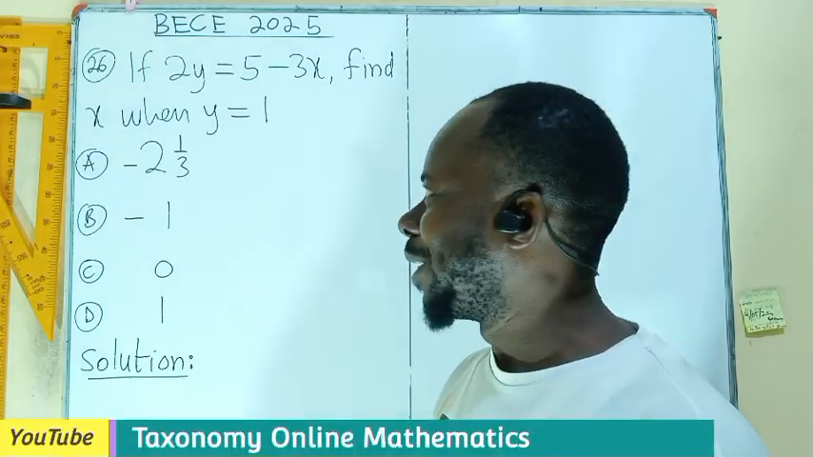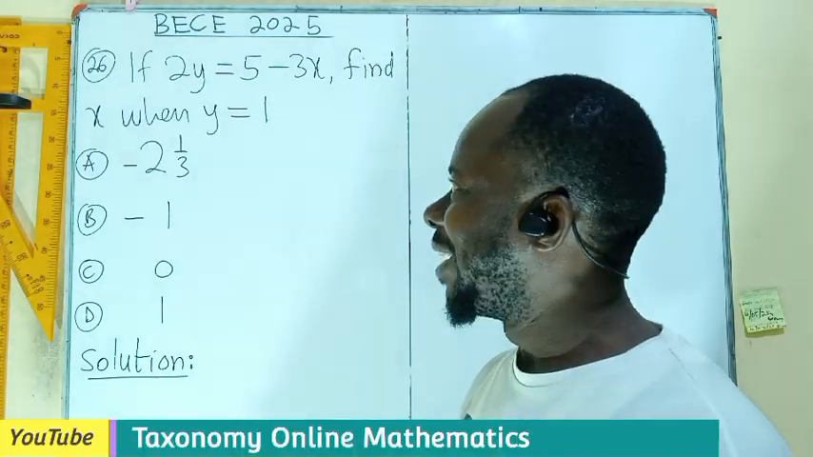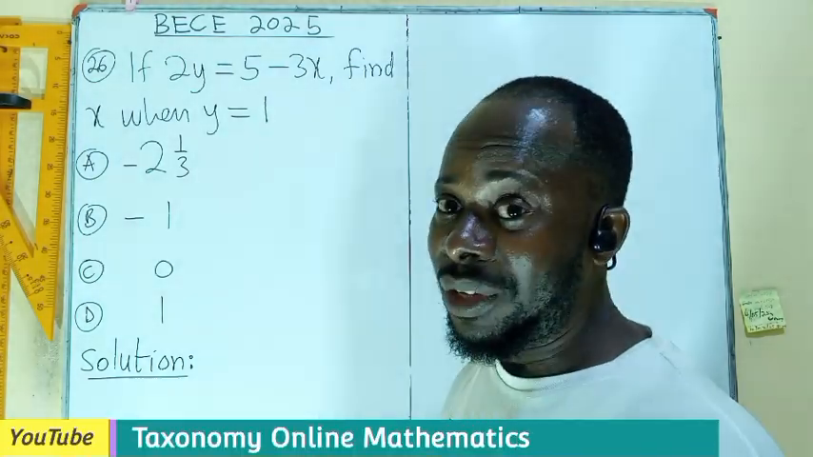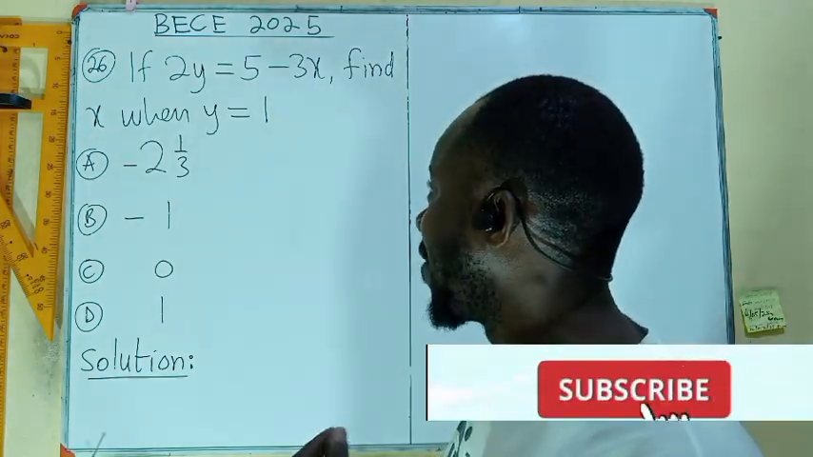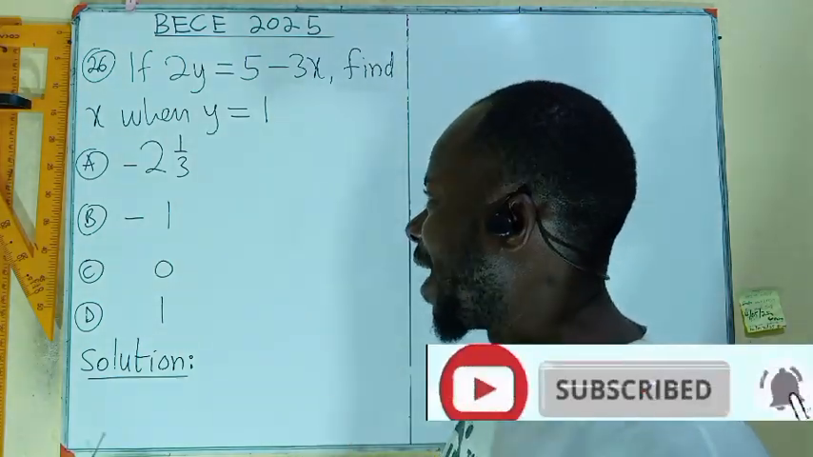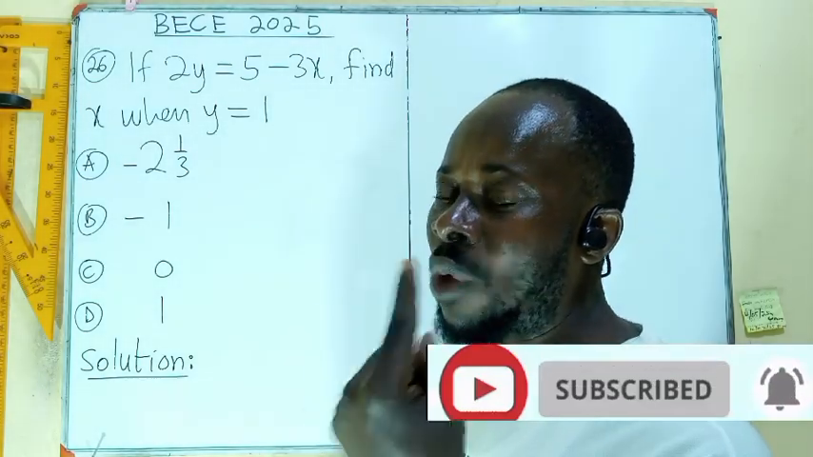Hello, welcome. Question number 26. We have a BECE 2025 section A. If 2y equals 5 minus 3x, we have to find x when y is given as 1.